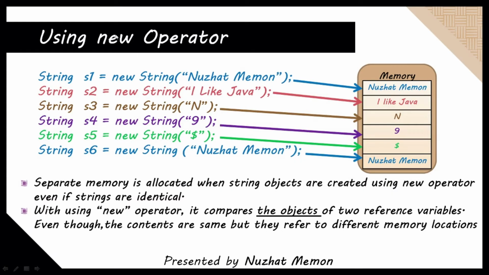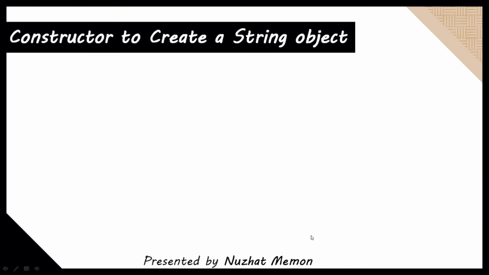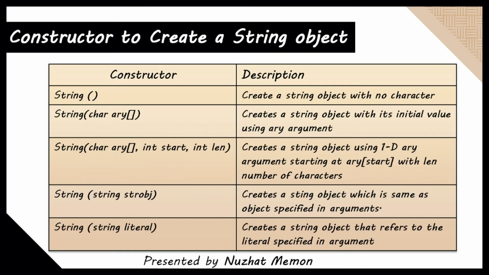Now we will move further. So I told you, using the new operator it will compare the object, not the content. So they will refer to different memory locations. Now we will see different constructors to create a string object. One by one we will cover all these things.